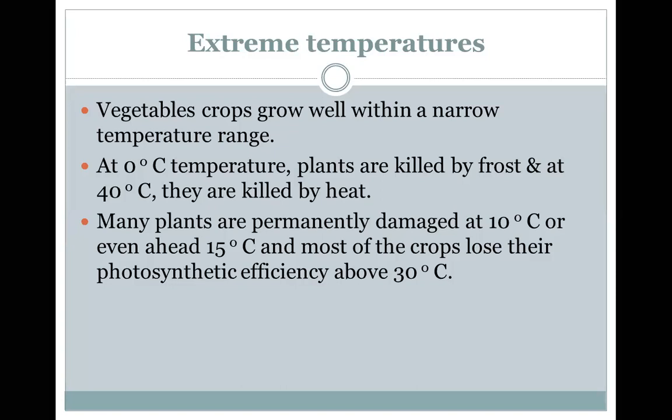Many plants are permanently damaged at 10 degrees Celsius or even at 15 degrees Celsius, and most of the crops lose their photosynthetic efficiency above 30 degrees Celsius. So your crops may get damaged at 10 degrees Celsius, at 15 degrees Celsius, and above 30 degrees Celsius. So the crops which can tolerate a particular range of temperature, only those crops can be grown in that area, right?